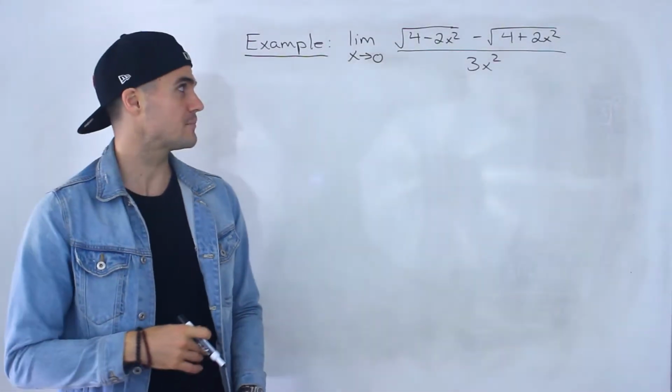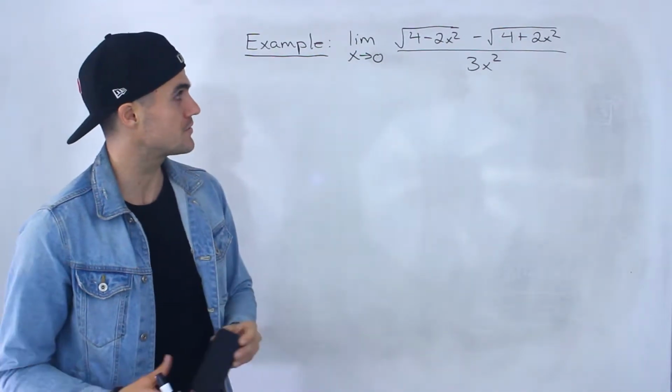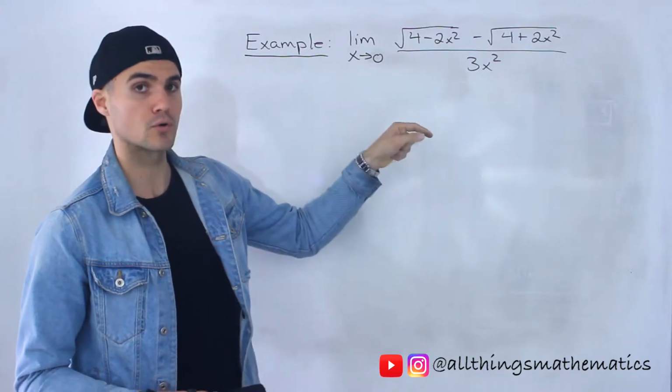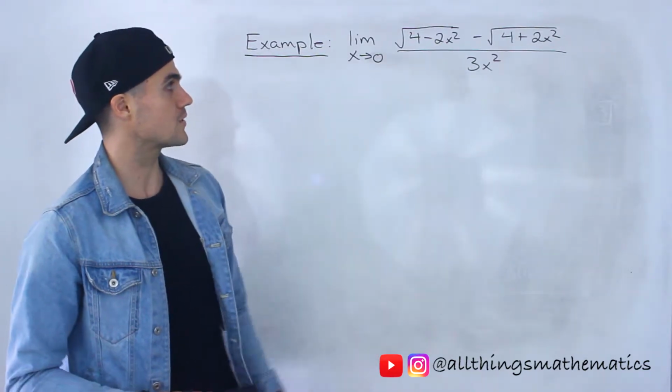And in this example, what we've got to do is find this limit here. The limit as x approaches 0 of the square root of 4 minus 2x squared, minus the square root of 4 plus 2x squared, all over 3x squared.